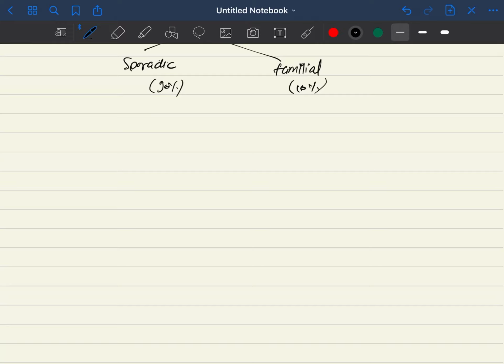And the gene that is affected in breast cancer, the most common is p53. In familial, it's BRCA1. Alright, BRCA1 in familial and overall p53. So now we will talk about the BRCA gene.